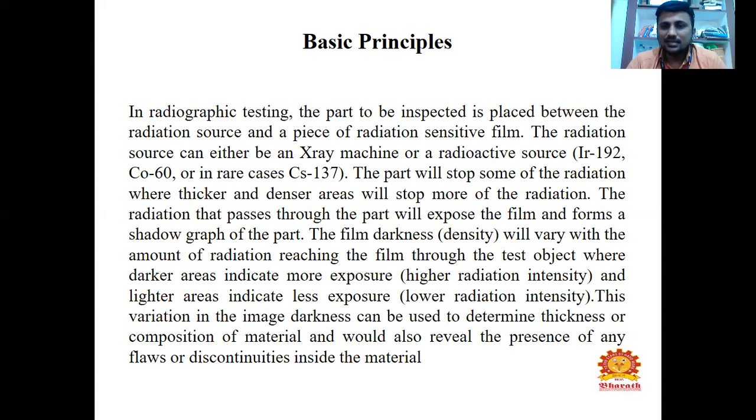The film darkness density will vary with the amount of radiation reaching the film through the test object, where darker areas indicate more exposure. That is called high radiation intensity. Lighter areas indicate less exposure, meaning lower radiation intensity. This variation in image darkness can be used to determine the thickness or composition of material. It will also reveal the presence of any flaws and discontinuities inside the material.